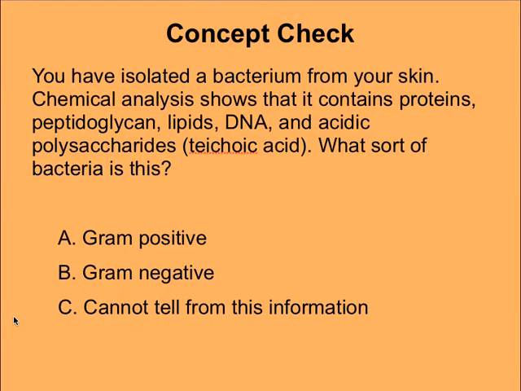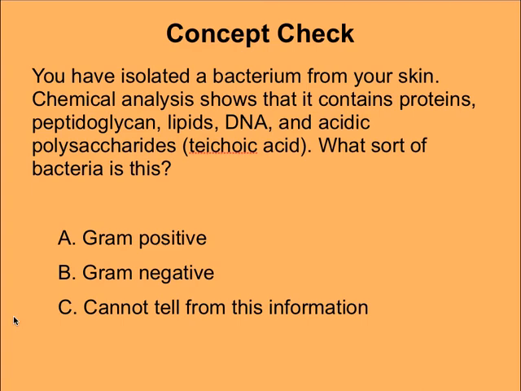Let's have a quick concept check. You've isolated a bacterium from your skin. Chemical analysis shows that it contains proteins, peptidoglycan, lipids, DNA, and acidic polysaccharides. What sort of bacteria is this? We're really looking to see if it's gram-positive or gram-negative. What's the one thing that gives it away here?